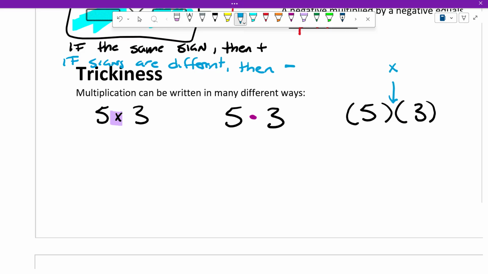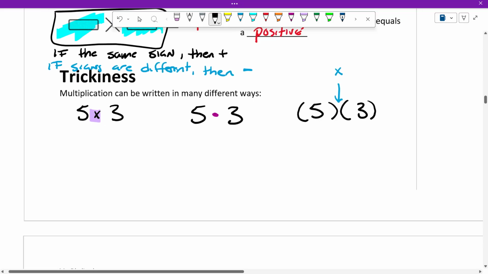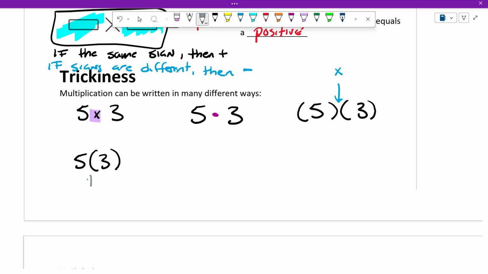So the other one is another version of this. You can have one number in a bracket and one number not in a bracket. So if a number is touching a bracket, there is also an invisible times in there. Okay? All right, and I'll put a dot this time.